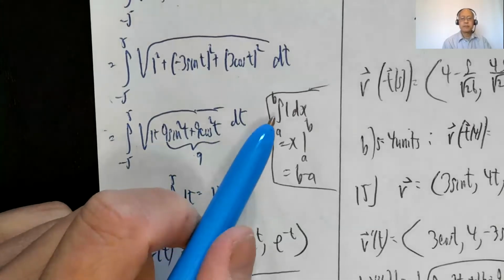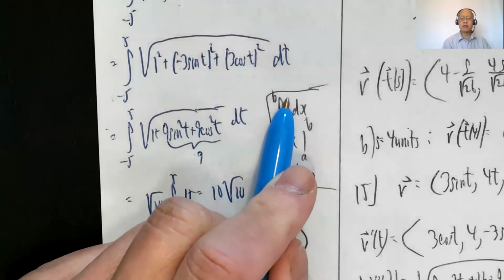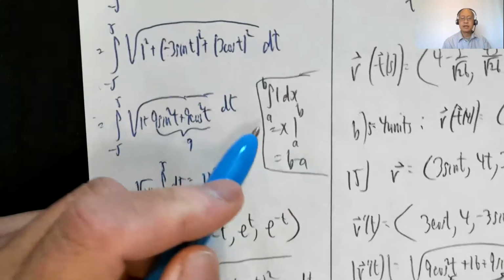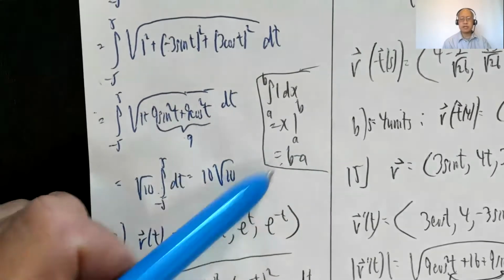Side note: if you ever integrate just dx, it's the length of the interval. The integral of 1 dx is x from a to b, so that's just b minus a, which is the length of the interval.